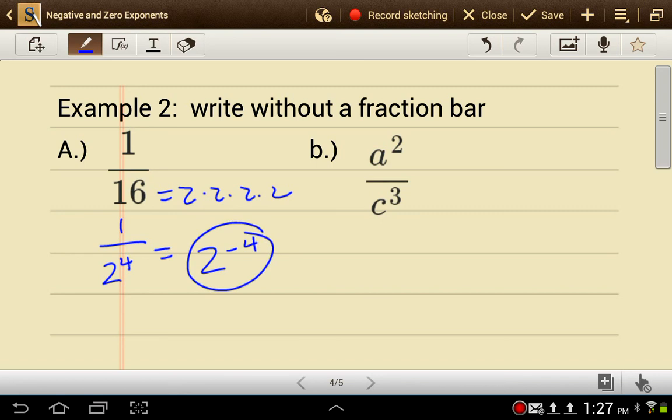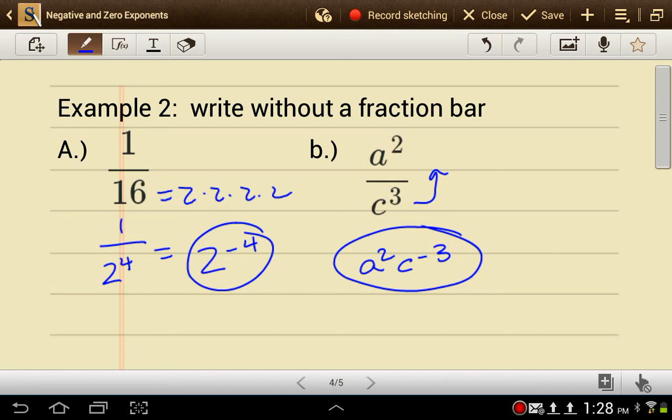For b, I have a squared over c to the 3rd. Well, a squared is already in the numerator, so I don't have to do anything with that. That doesn't need a fraction bar. The c to the 3rd power does. It's in the denominator. To move it up to the numerator, I have to turn it into c to the negative 3rd power. Now it's up in the numerator. I have no fraction bar left, so that is my answer. I just have to move the part that is on the denominator, that's the only part I have to move. The a squared does not change.